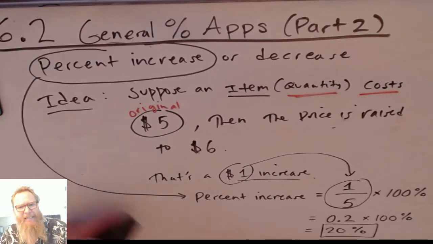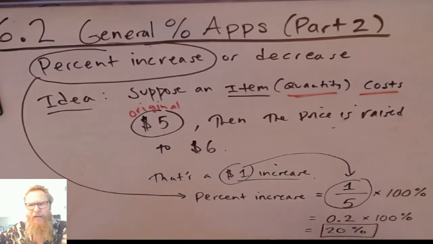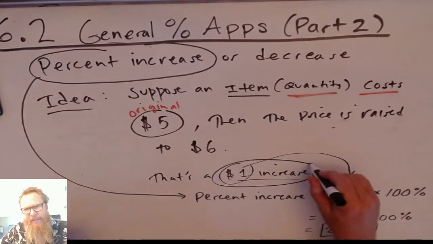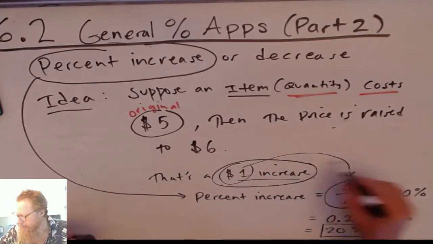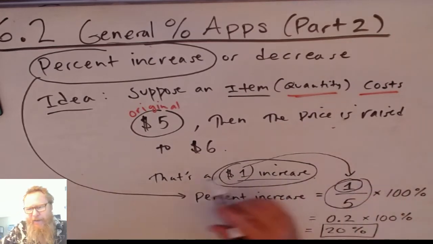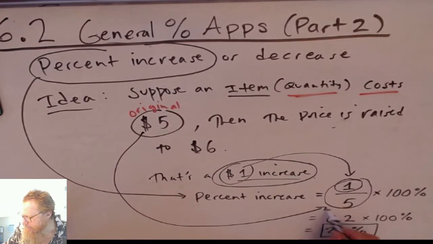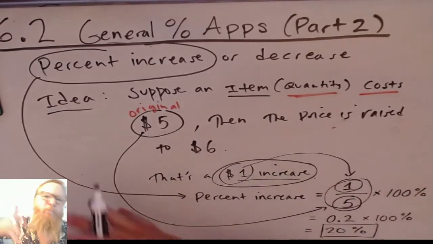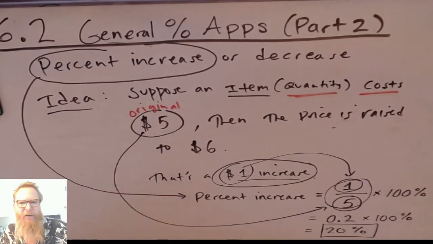So that's the idea behind percent increase. You look at how much it actually increases. That's the quantity. You put that in the numerator. And then you always divide it by the original amount. All right, how much was it when this whole process started?